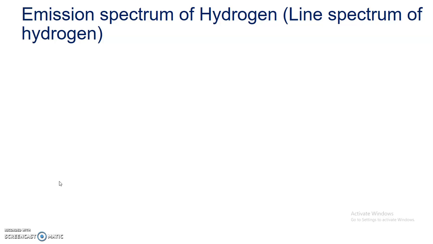In the last video, we have seen Bohr's atomic model. In this video, we are going to discuss the emission spectrum of hydrogen, or the line spectrum of hydrogen. When hydrogen gas at low pressure is taken in a discharge tube and the light emitted on passing electric discharge is examined with the spectroscope, the spectrum obtained is called the emission spectrum of hydrogen.